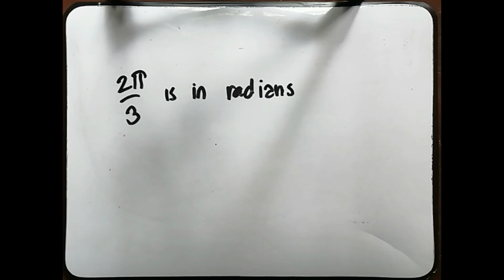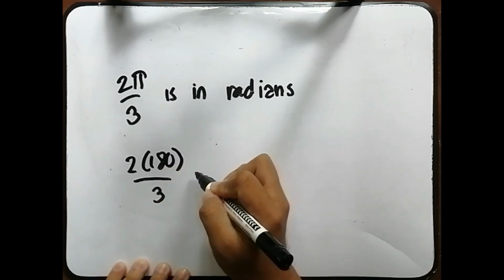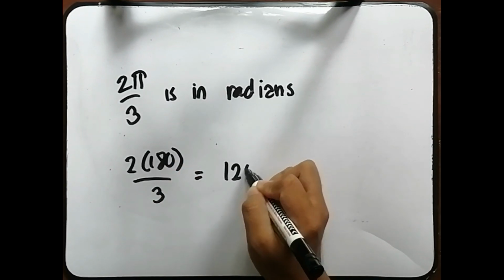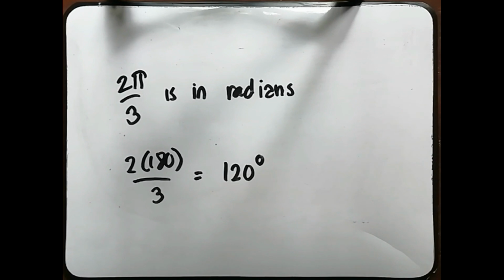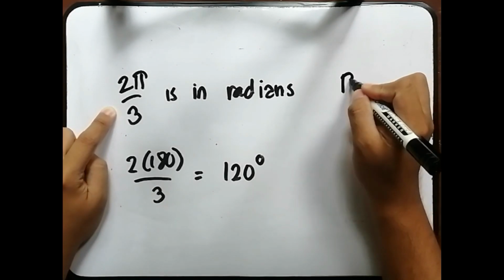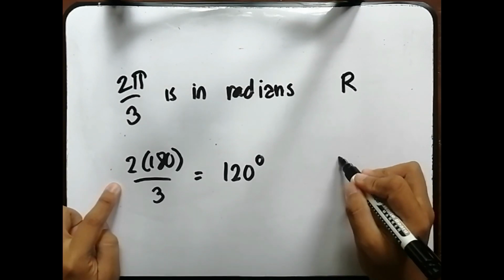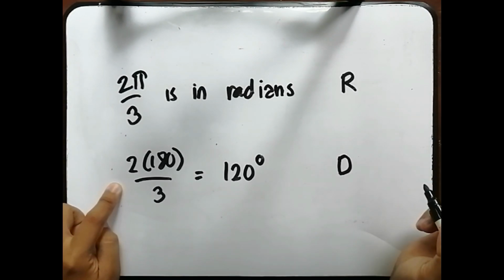Okay, caution lang dito guys, no? 2 pi over 3 is in radians. So in degrees, that is 2 times 180 over 3, or that is equal now to 120 degrees. So sa calculator ninyo, kung ito yung gagamitin ninyo, make sure na naka-rad kayo, yung R na symbol. Okay? Kung naka-D kayo, ibig sabihin ito yung kanyang binabasa.